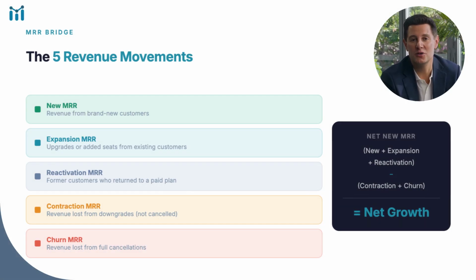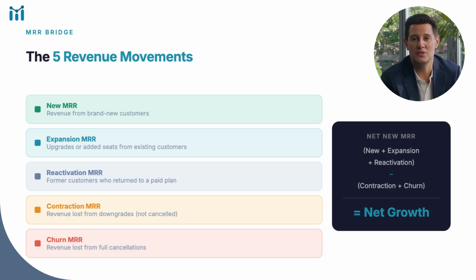Now, we have all the fundamentals for building bridges. An MRR bridge is a visual tool that shows the movements on your revenue from the start of a period to the end, and preferably over a longer period. Strong companies use their MRR sheet to populate this bridge with incredible detail. There are 5 movements you must track.